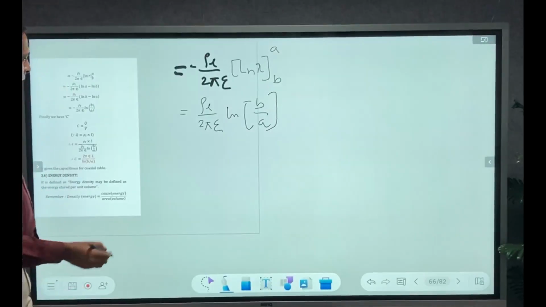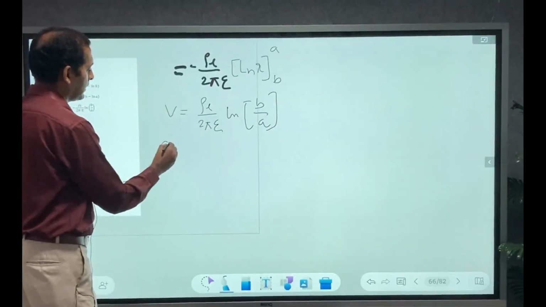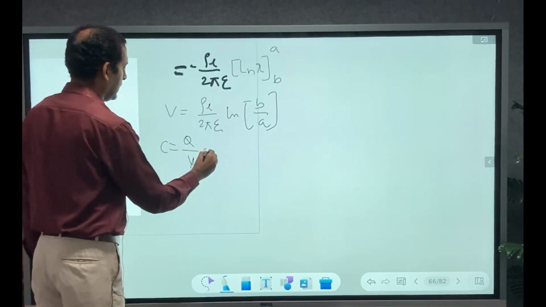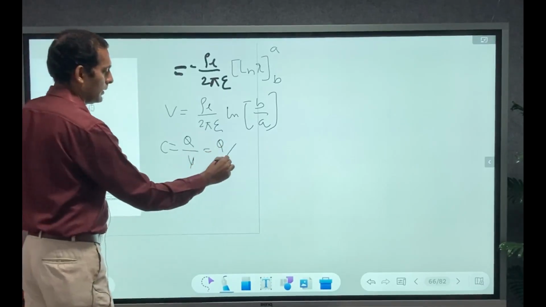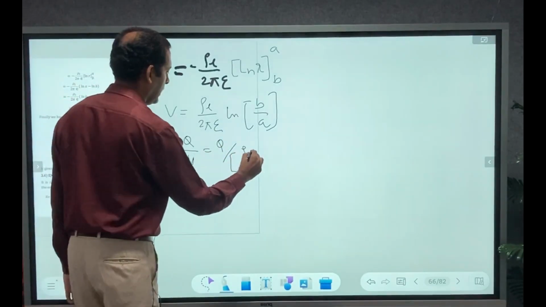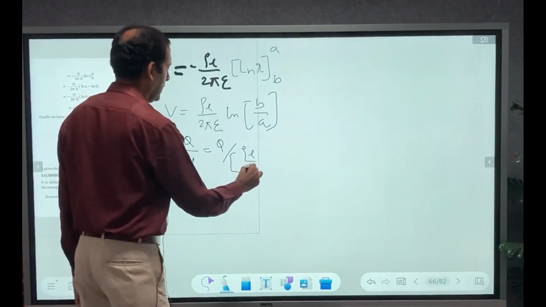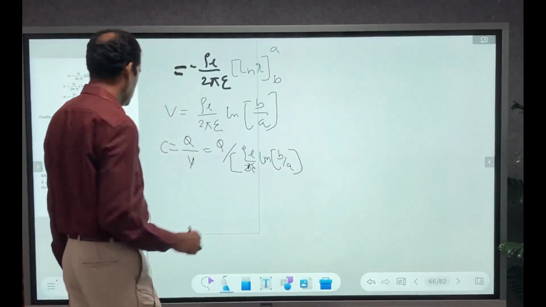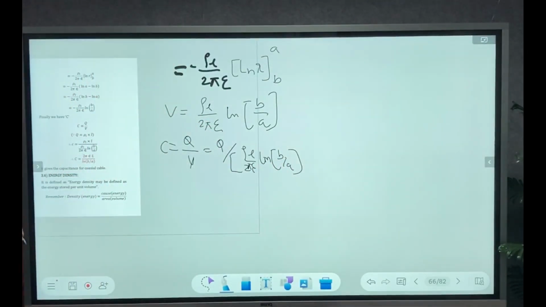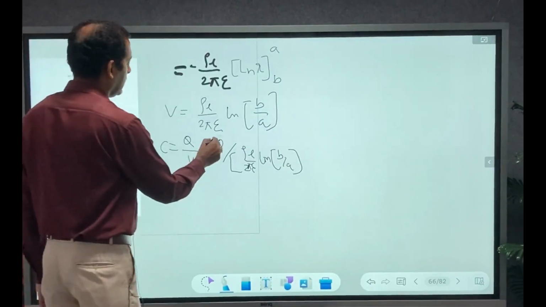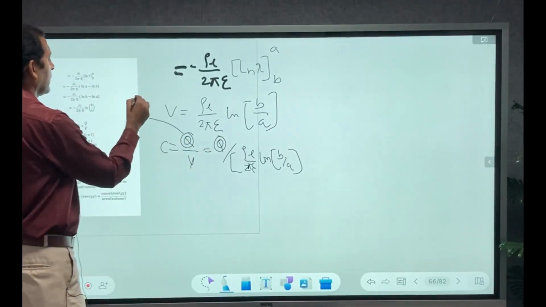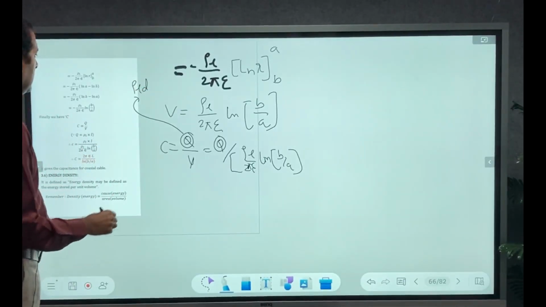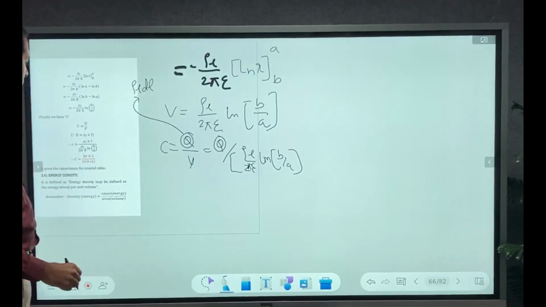Now voltage and charge are related with capacitance. Capacitance is equal to Q by V. So we can write Q upon this term rho L by 2 pi epsilon log of b by a. Further, if we simplify, we can put Q. What is Q here? Q is nothing but rho L into dl, that is differential length. For the whole length we can put L.